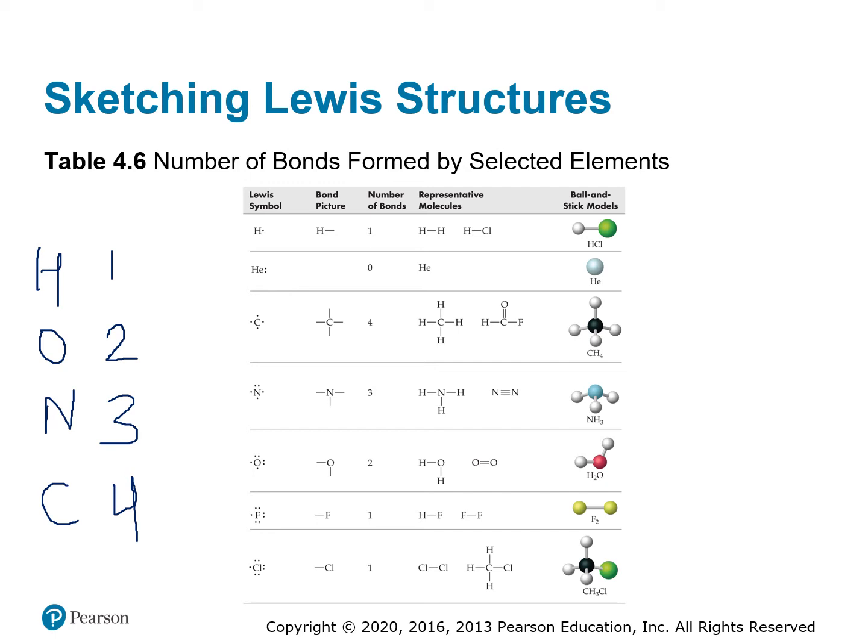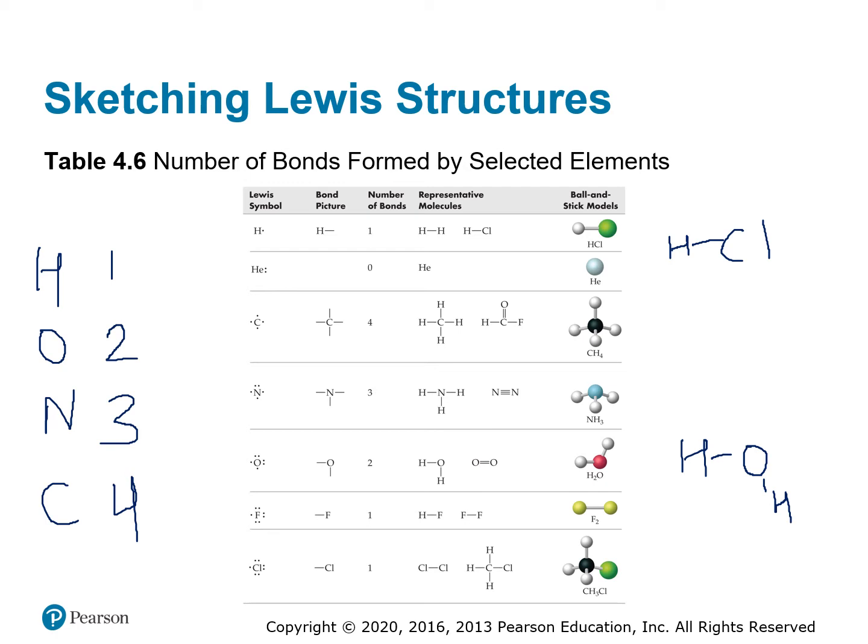So if we look at an example, the first example is HCl, and see how many bonds hydrogen formed? 1 bond. Now if we want to look at oxygen, let's look at the molecule of water. So H, O, H. So oxygen forms these 2 bonds.